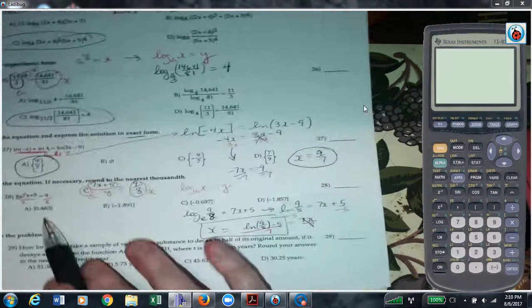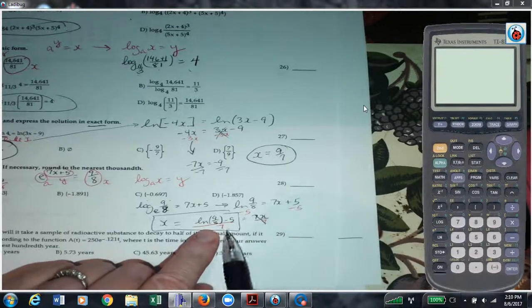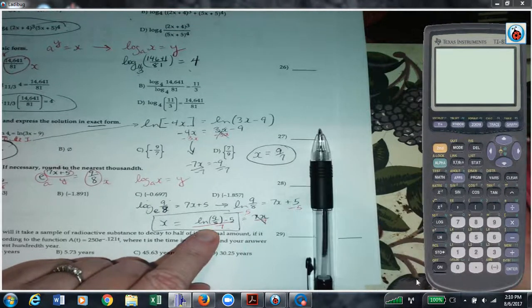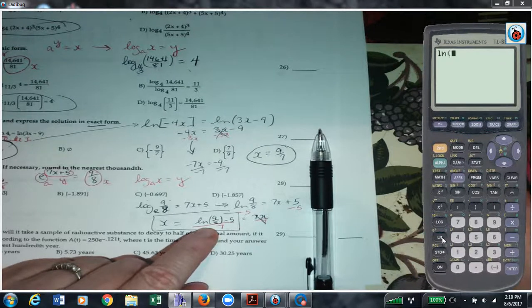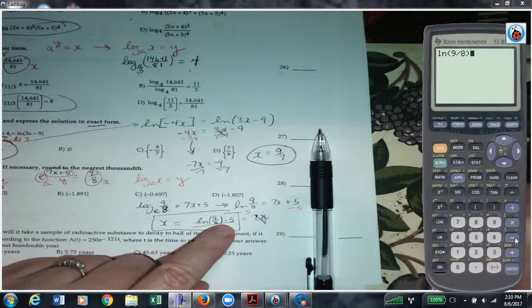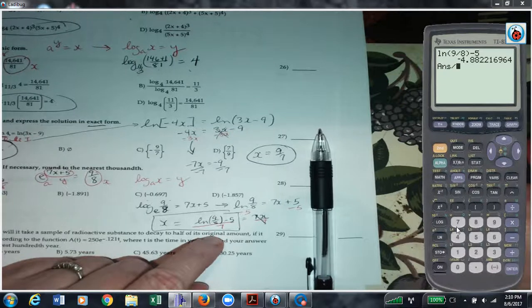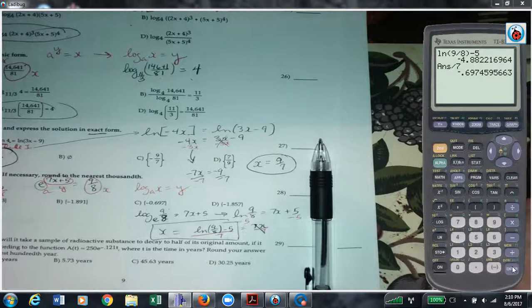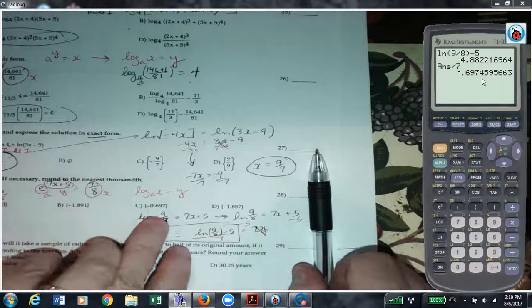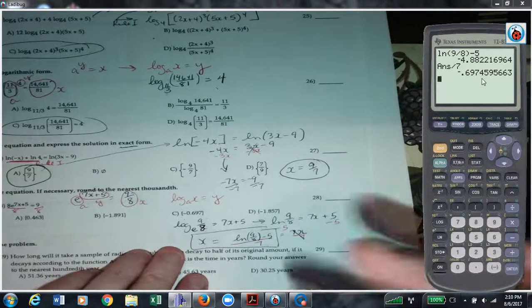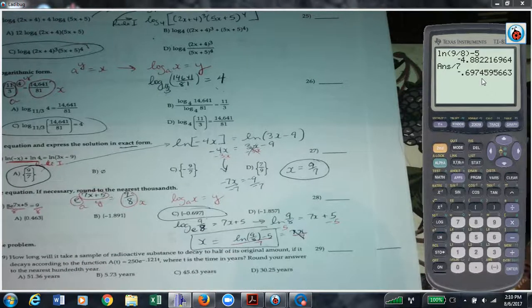So what is that approximately? I have to put that into the calculator. Let me clear this. So my numerator is natural logarithm of 9/8 minus 5. Then I press enter. That's my numerator. All of that divided by 7. So that is going to be my answer for x. And that is matching up with selection C.